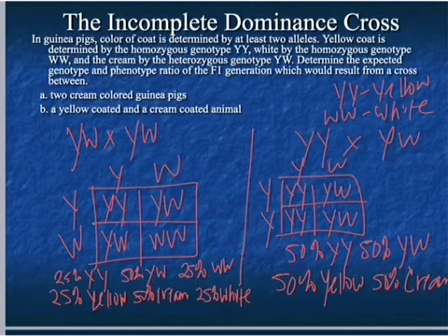Again, notice I'm using only uppercase letters. I'm still making a key, showing the parents, and using a Punnett square to solve the problem.